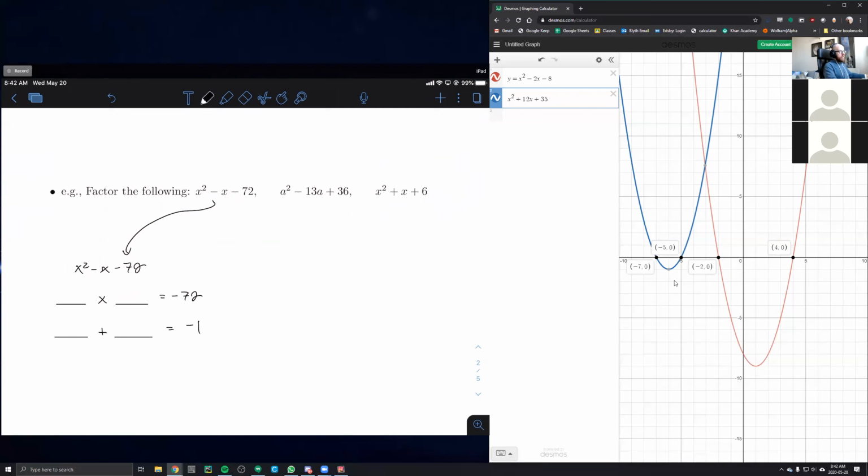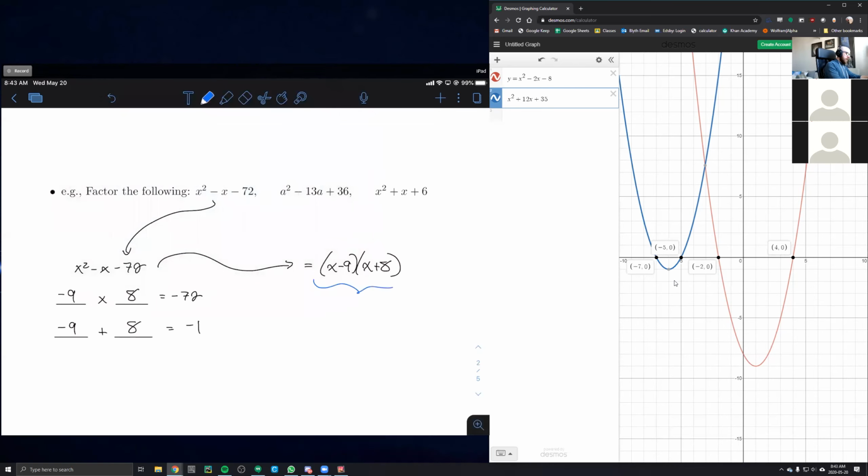This one's a bit harder. I know the factors of 72, two factors are 8 and 9, right? 8 times 9 gives us 72. And because they have to add up to -1, I'm going to write -9 plus 8 to get to -1. -9 times 8 gets me to -72. And so my two factors here are -9 and 8. And so I just write this as x minus 9, x plus 8. And that's it. So nice and quick.